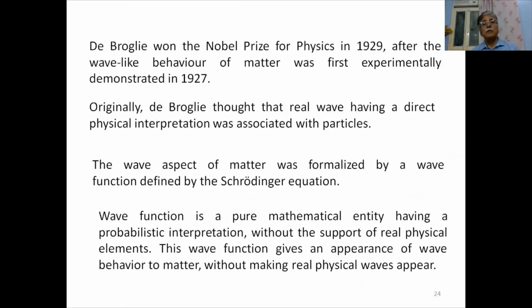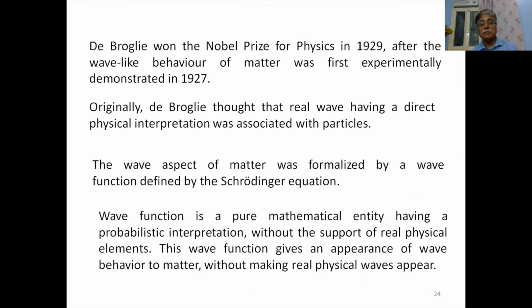De Broglie won the Nobel Prize for Physics in 1929, after the wave-like behavior of matter was first experimentally demonstrated in 1927. Originally, de Broglie thought that a real wave having a direct physical interpretation was associated with a particle. The wave aspect of matter was formalized by a wave function defined by the Schrodinger equation.